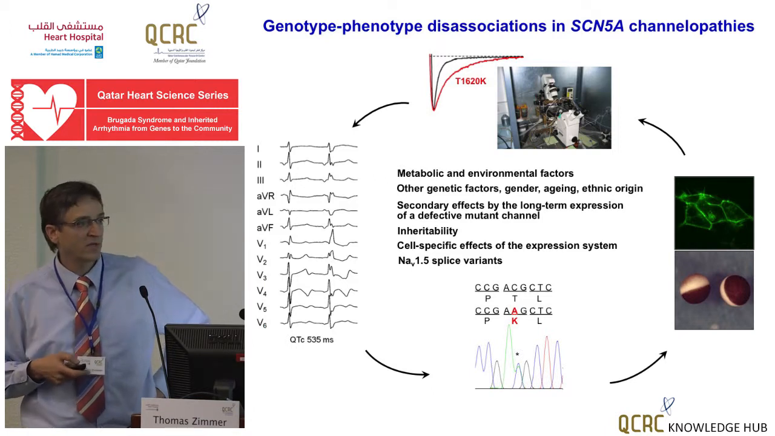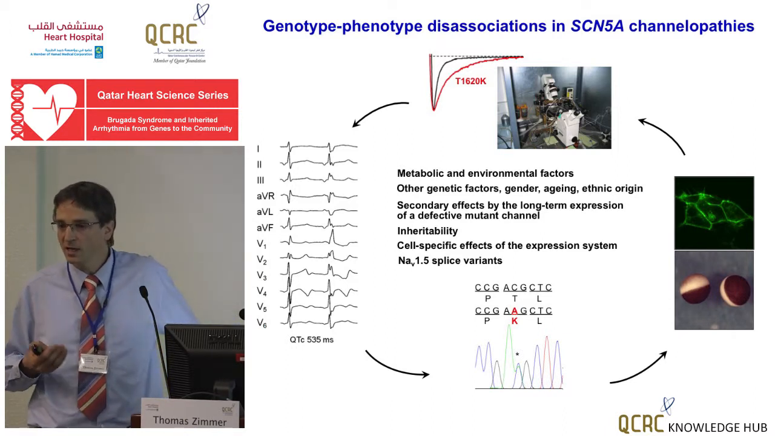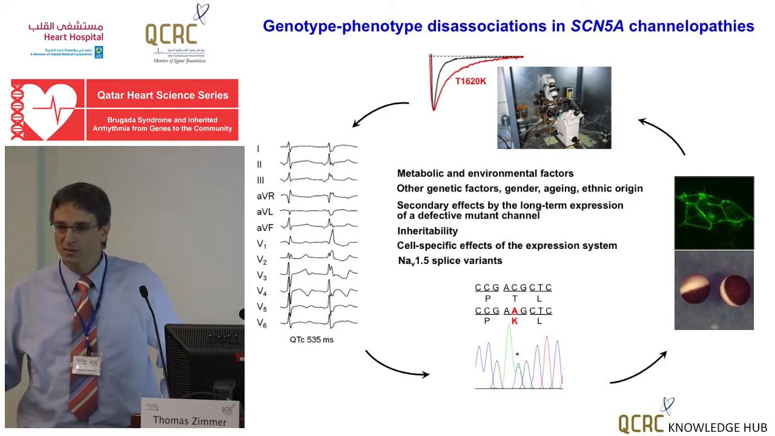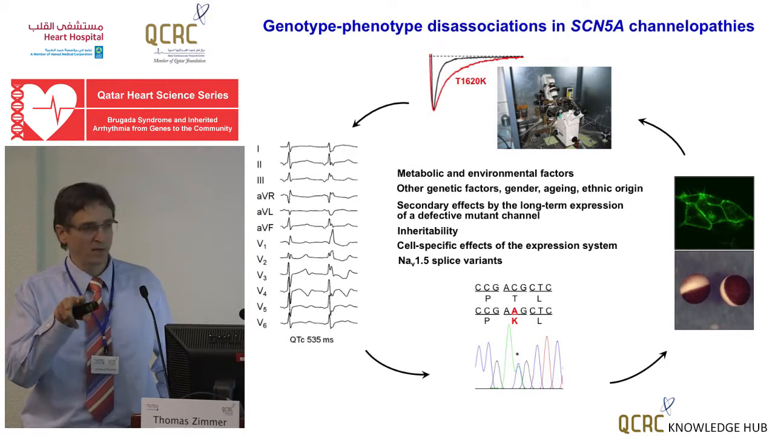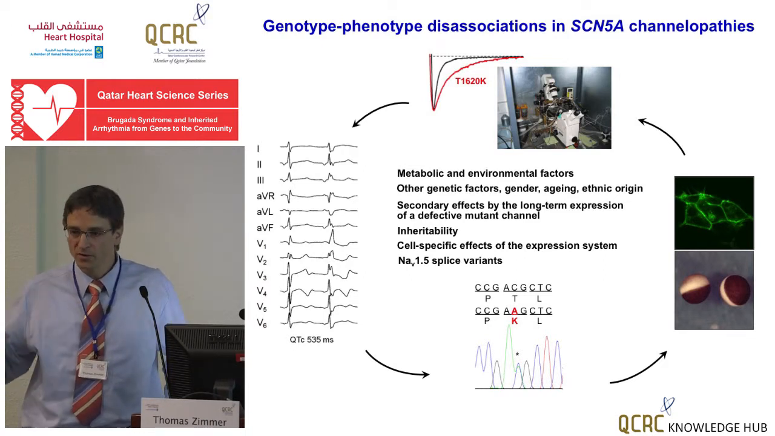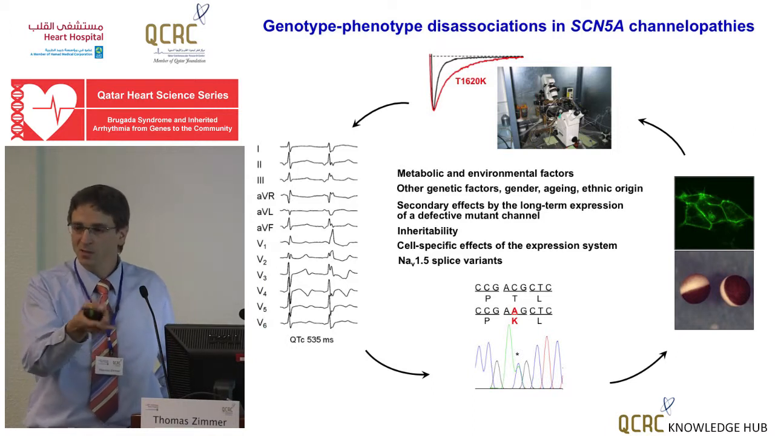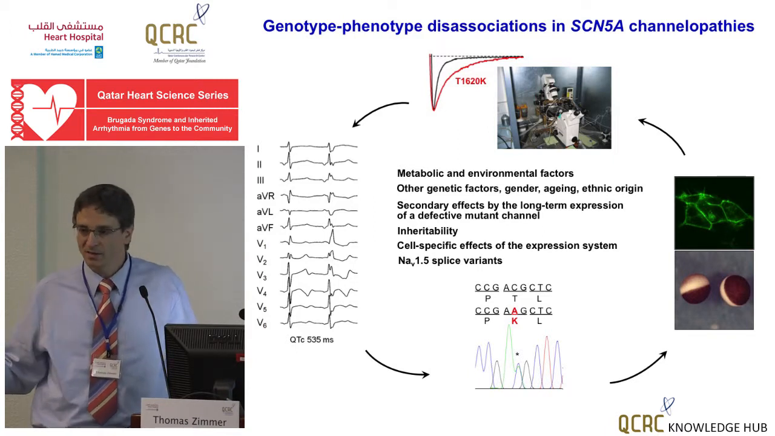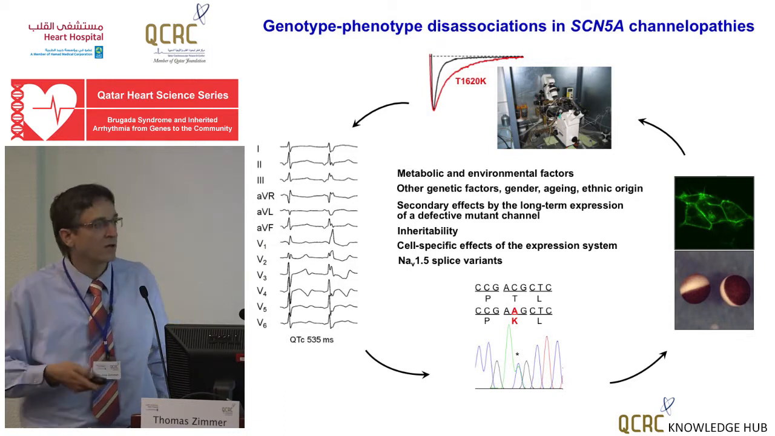One thing, this is very interesting, there are probably secondary effects by the long-term expression of a defective mutant channel. This has been shown in transgenic mice expressing a mutant channel, and they have shown an altered expression pattern for 33 other genes. So the mutant sodium channel caused a very different expression pattern in the heart. If this affects then the disease, it's unknown for humans, but it's a very interesting result.